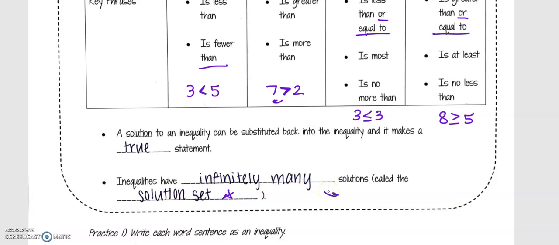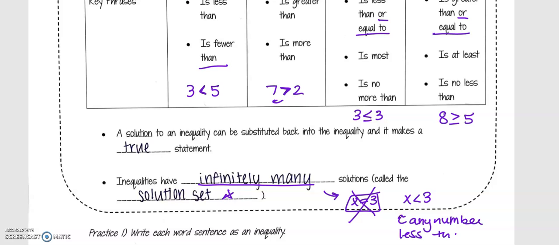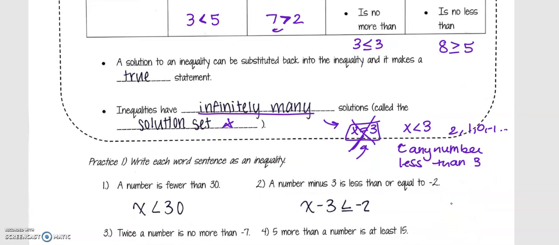Infinitely many solutions. What this means, guys, usually when we solve an equation, right, after you do all the work, you're going to get something like x equals 3. Okay? Well, guys, that's just one solution. Now, when we solve an inequality, our answer is going to be x is less than 3, for example. So infinitely many solutions, because x could be, let's write this down, any number less than 3. Versus this one, it's the only solution. So here, the solution could be 2, 1, 0, -1, infinitely many solutions when we have an inequality.